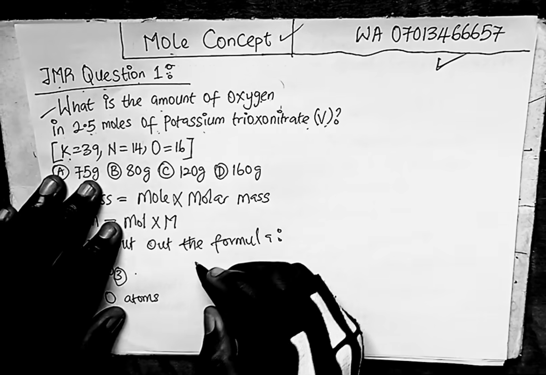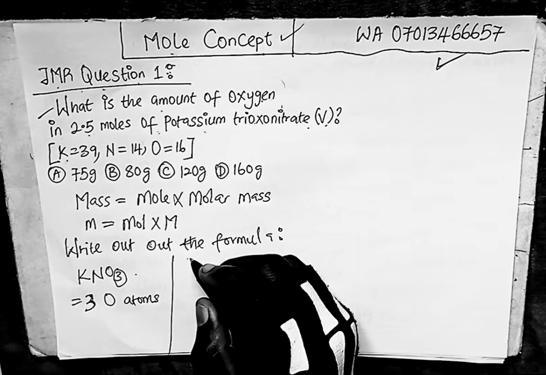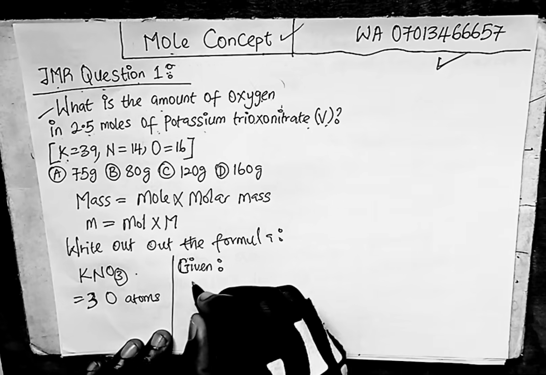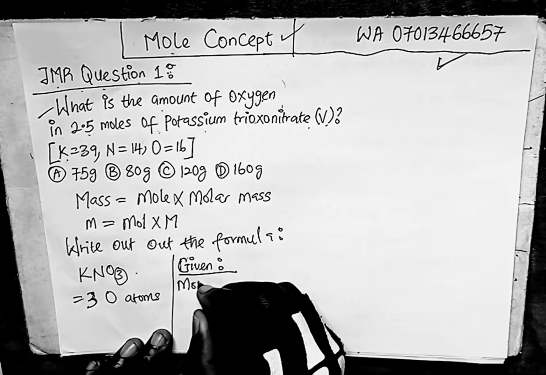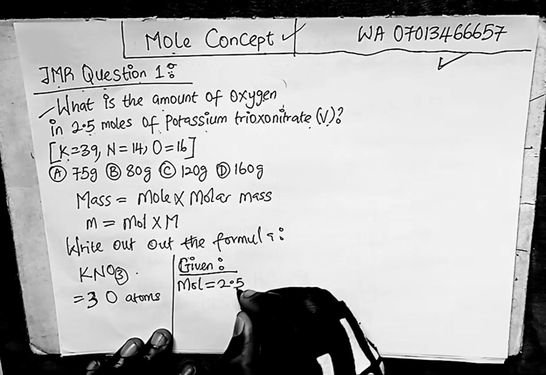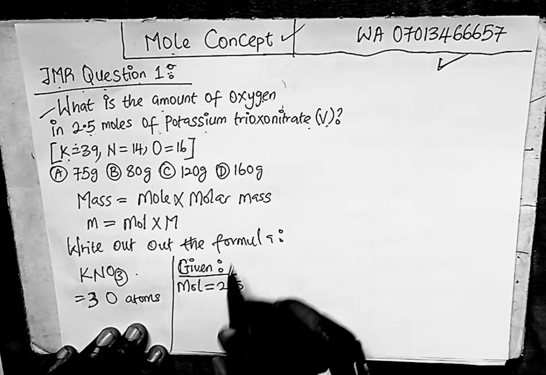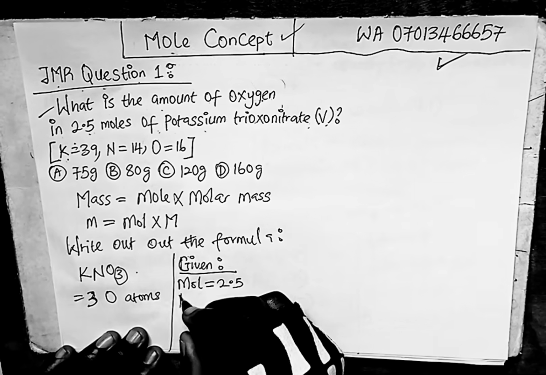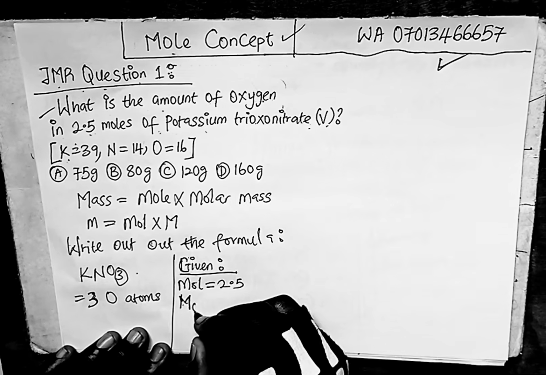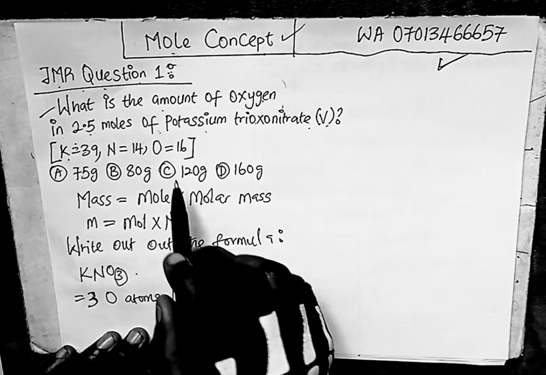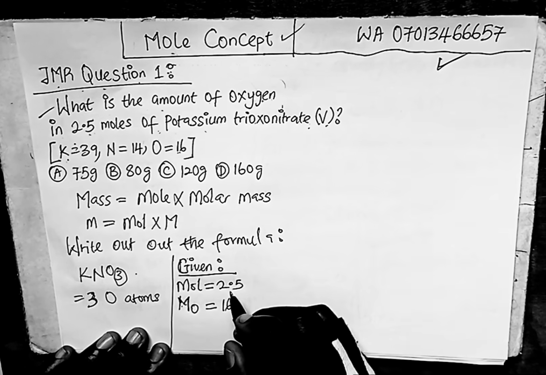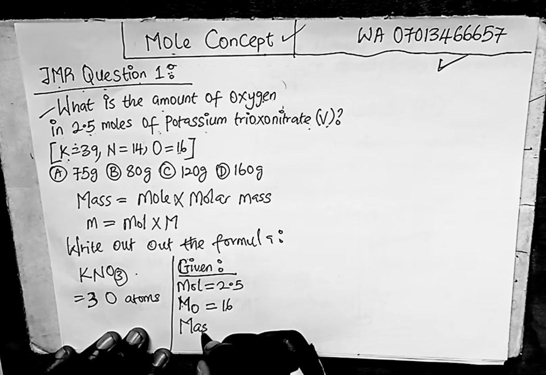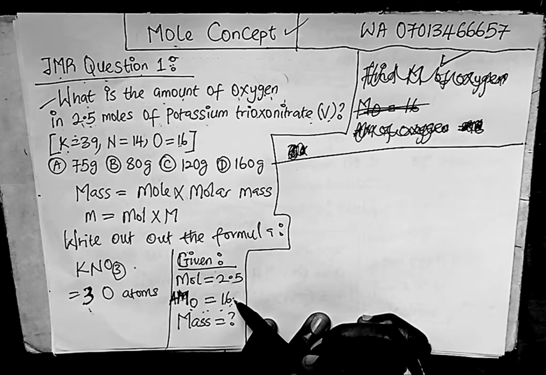So let's write out all that was given to us. They gave us the mole, which is 2.5 moles of potassium trioxonitrate(V). They also give us the molar mass. The molar mass of oxygen, capital M, is equal to what? 16. Okay, what else did they give us? We already have the molar mass of oxygen.